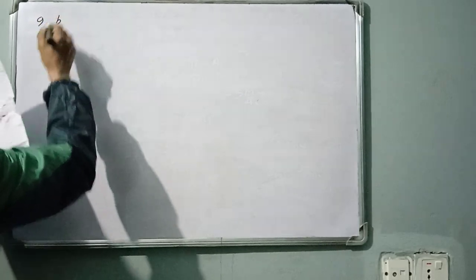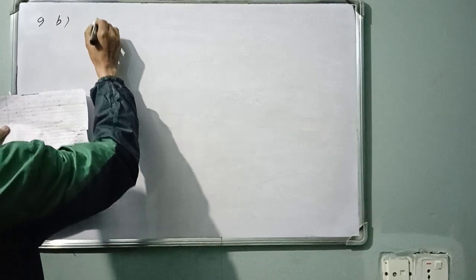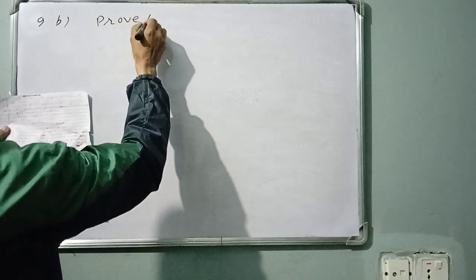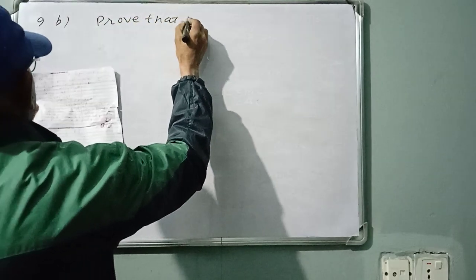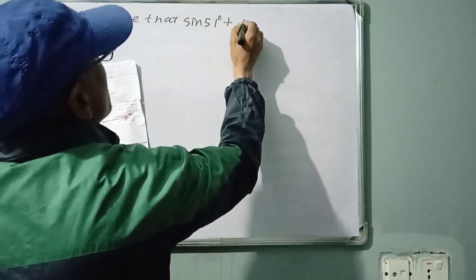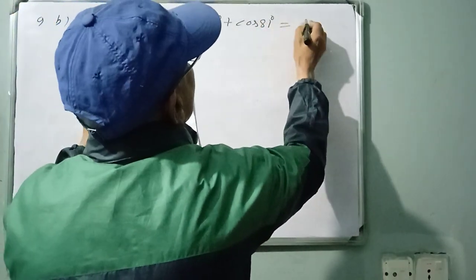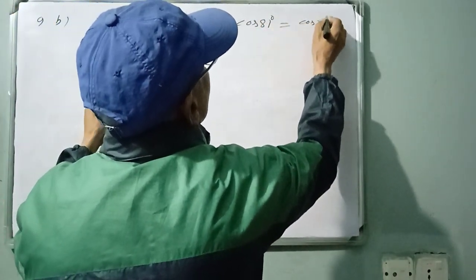Question number 9b. Prove that sin 51 degree plus cos 81 degree equals cos 21 degree.